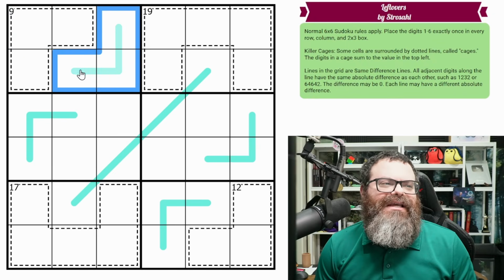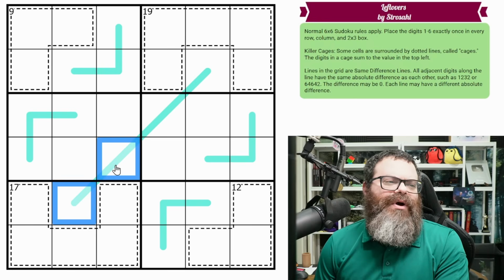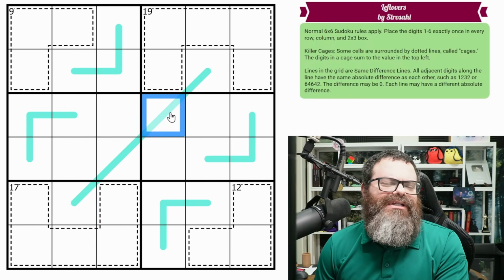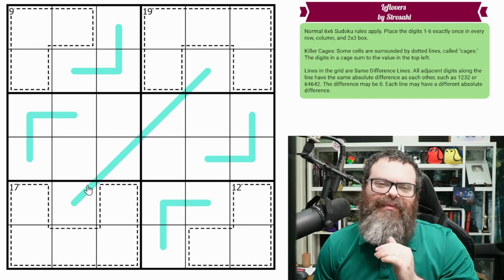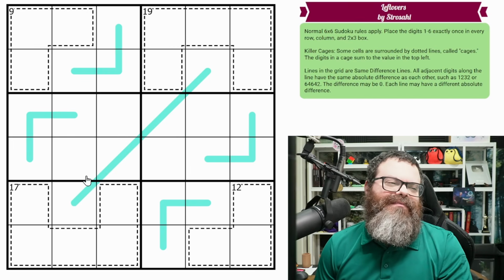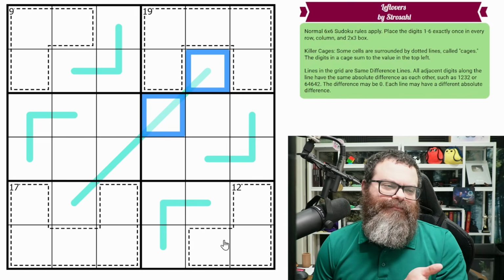All right, we also have same difference lines. We've been doing these all week. The way these work is that all pairs of digits on the line have the same absolute difference. Absolute difference means just take the bigger one minus the smaller one. We're always going to be positive. That difference must match across the whole line. But we have to discover what the difference is per line.